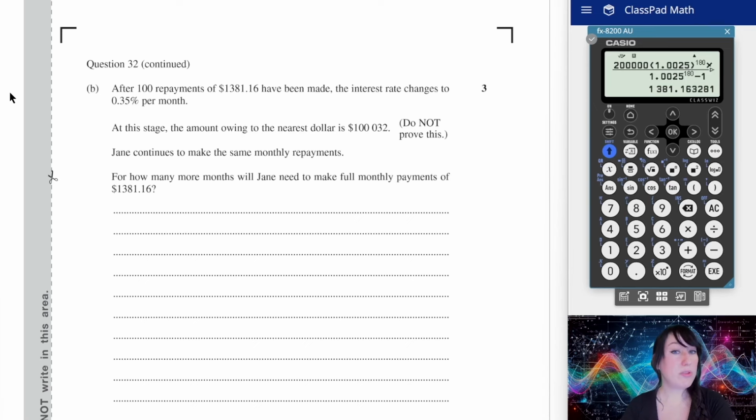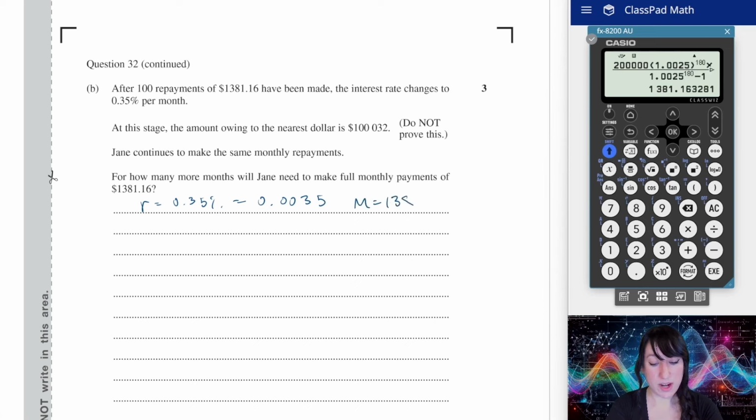$1,381.16? So what we'll do is we'll treat this as a new loan. We'll change the interest rate to 0.35%. We'll keep M as $1,381.16. And what we need to do is find N. And since we know how much is owing at this point, we'll know P is $100,032.